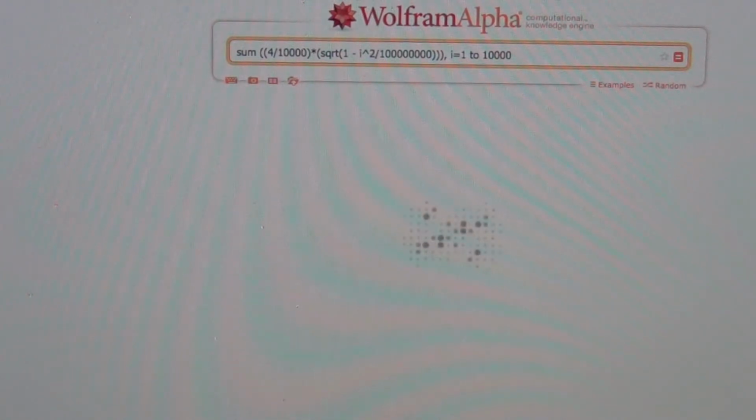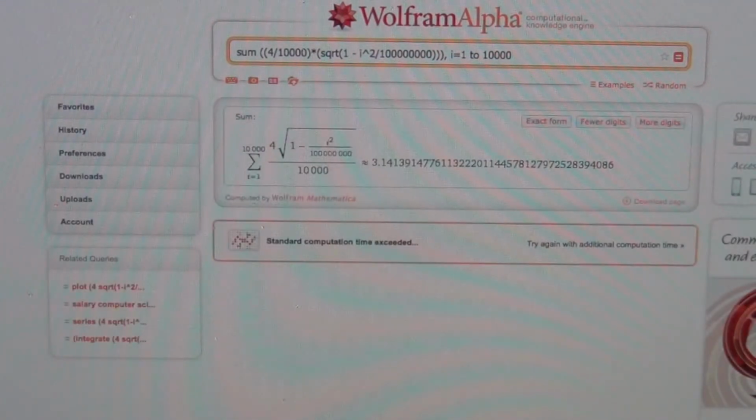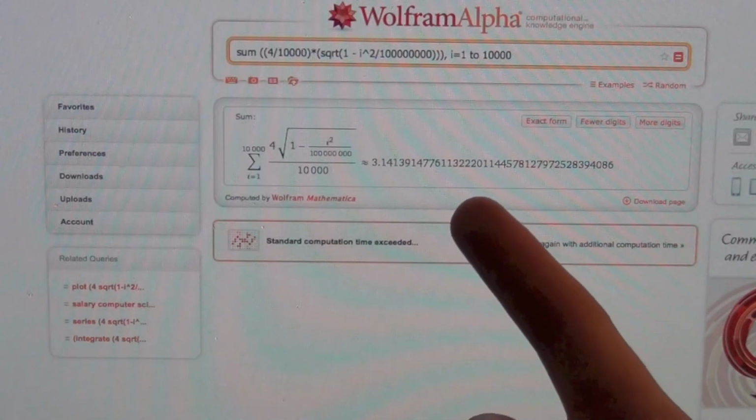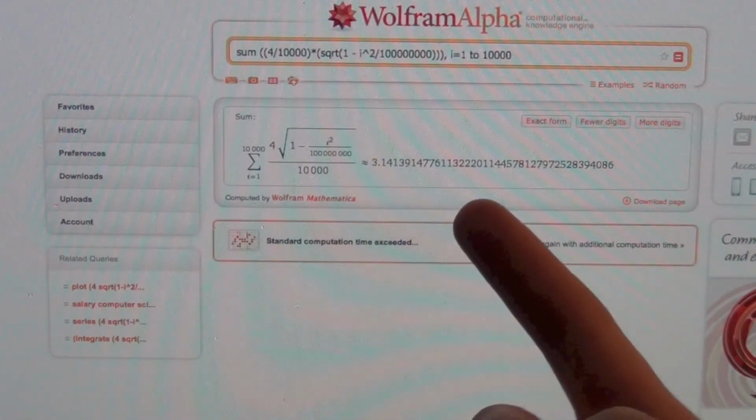Well, it's taking a long time. It's a complicated calculation. Computing. There. 3.141. 3.1413, getting really close. Wow. All right, guys, so we at least seem to think that our formula works and converges to pi.